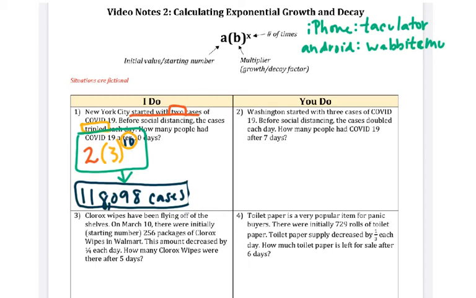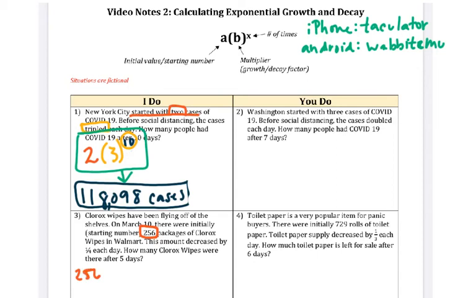All right, when you're ready, let's look at number 3. So number 3 says, Clorox wipes have been flying off of the shelves. On March 10th, there were initially, which means the starting number, 256 packages of Clorox wipes in Walmart. This amount decreased by 1/4 each day. How many Clorox wipes were left after 5 days? Okay, so we need a starting number. So March 10th was my start date, but 256 packages is my starting amount of Clorox packages.